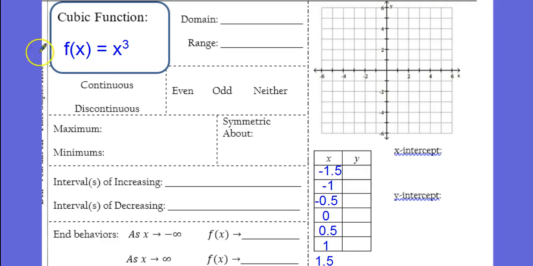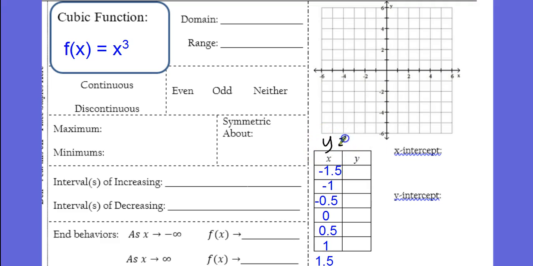So here are the points I gave you: -1.5, -1, -0.5, 0, 0.5, 1, and 1.5. And here's the reason I didn't give you 2. Because what's 2 cubed? 8. I'm already off of my graph. Your graph only goes up and down 6, right? So that's why I didn't give you a 2.